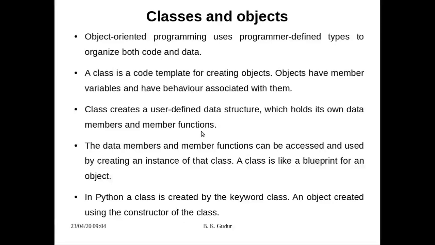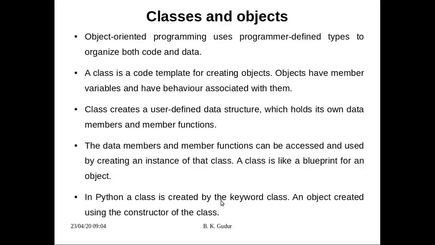Every class is going to have some data members, which you can consider as variables, and the functions which work on those variables. The data members and member functions can be accessed and used by creating an instance of that class. A class is like a blueprint for an object. The instance of a class is nothing but the object itself. By creating an object, we can access the data members and even the member functions.